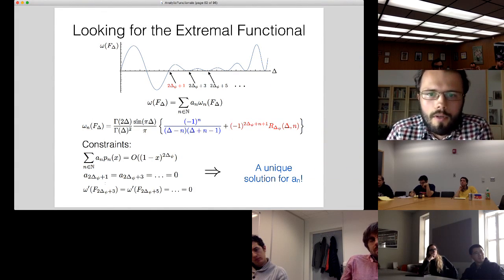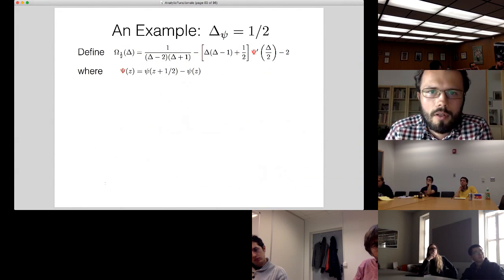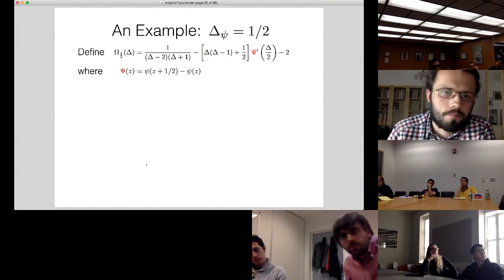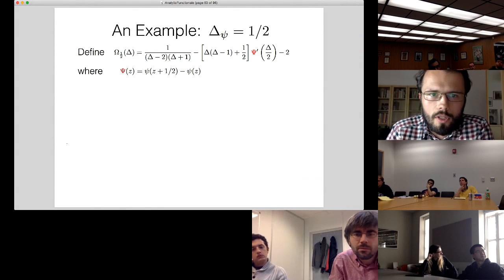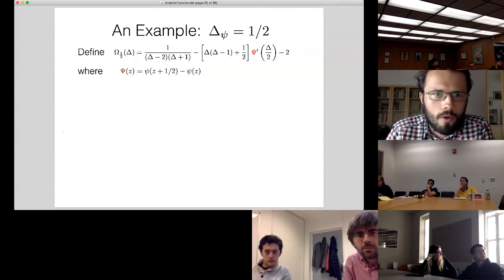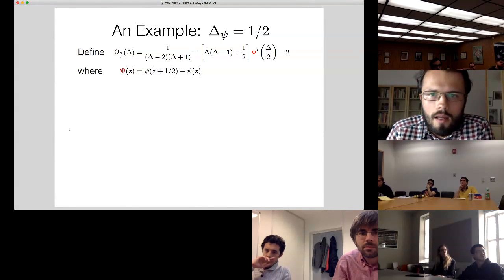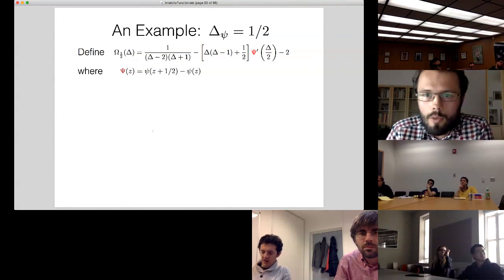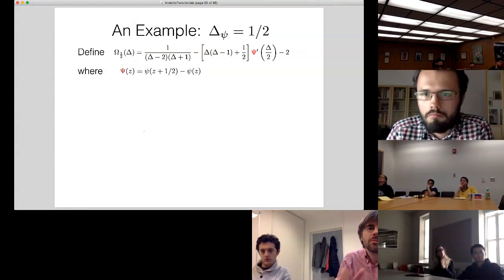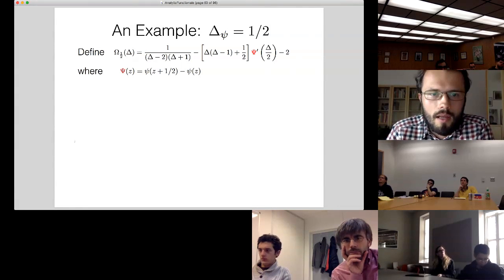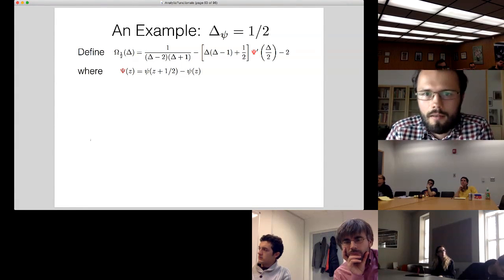Okay, it sounds like there are no questions, so let me show an example of an extremal functional. The simplest one is when delta psi is equal to 1/2. In order to describe the functional, I will need to define some auxiliary functions. Let's define this function capital omega. It is a meromorphic function of delta, which contains in its definition a function capital psi, which can be defined using the digamma function.